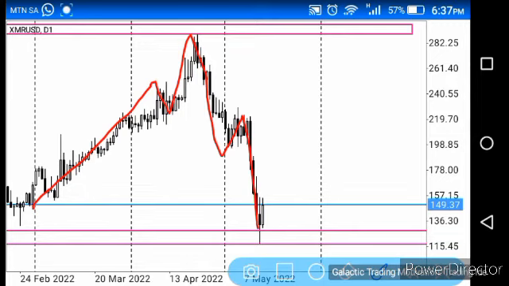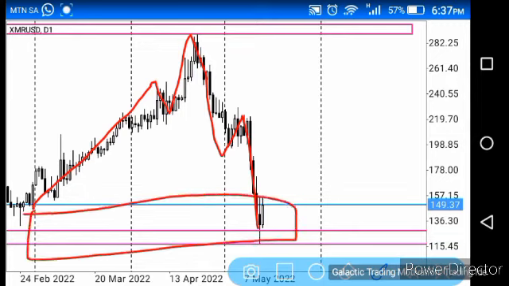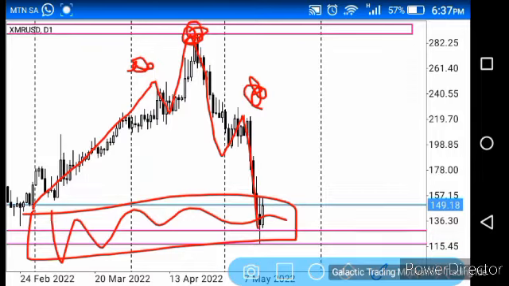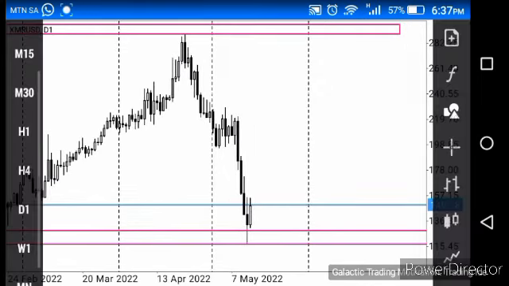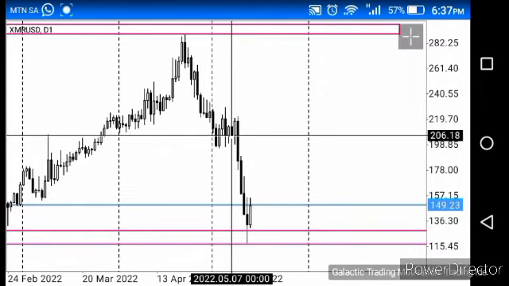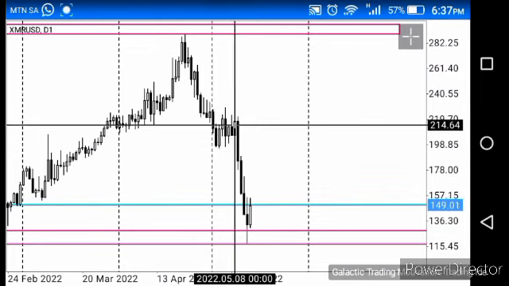However, the pattern got completed when price reached this region, right? So we had the left shoulder, we had the head over here, and then we had the right shoulder, right? So that's no longer relevant. So let's continue. Another thing that I can see is that we had this structure over here, which is actually an inverse head and shoulders.